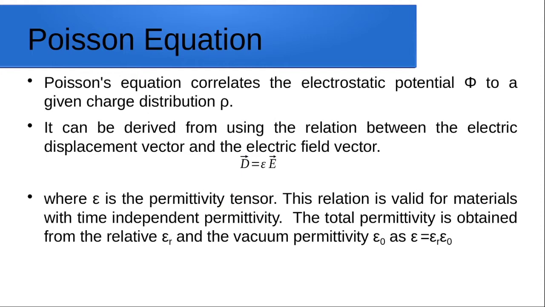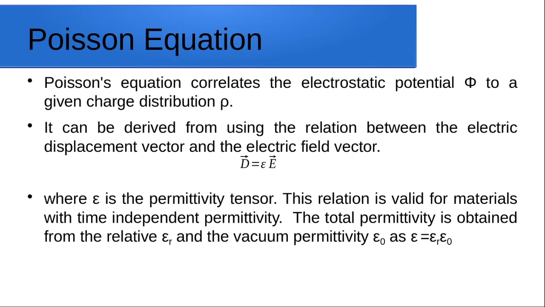Moving on, another equation of our interest is known as the Poisson equation. Poisson's equation correlates the electrostatic potential phi to a given charge distribution rho. This can be derived by using a relation between the electric displacement vector and the electric field vector.